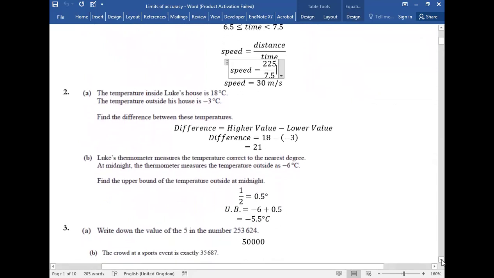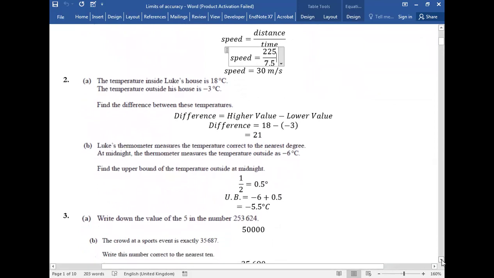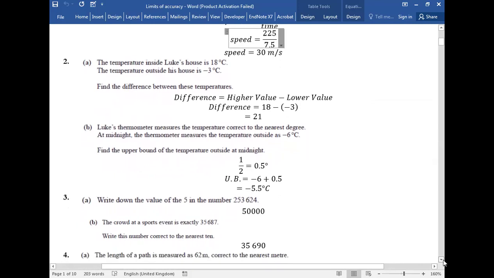The crowd at a sports event is exactly 35,688. Write down this number correct to the nearest 10. Yes, how did you decide that? This 8 is in the tens place value. The digit after it is 8, so this will be rounded up, right? So what will it become? 35690. Is this clear?